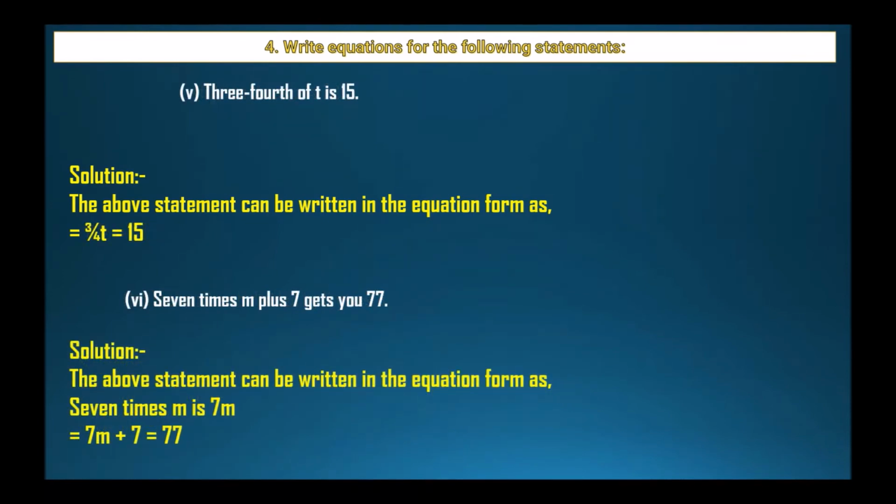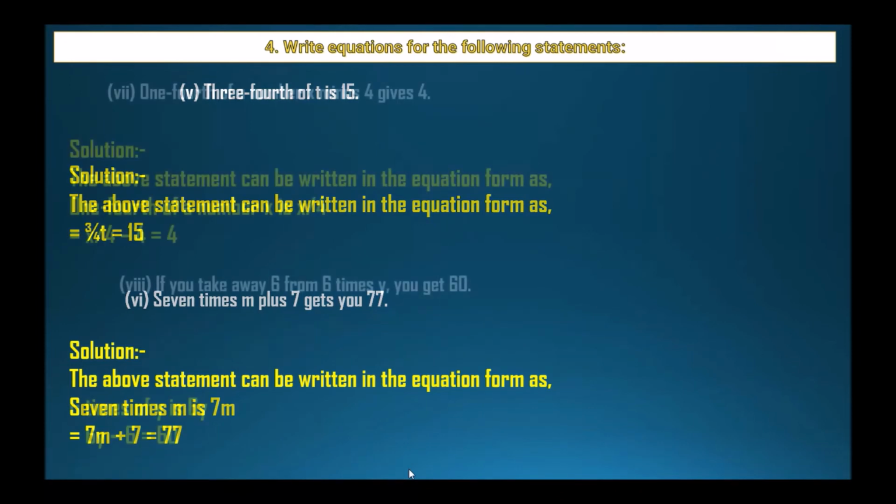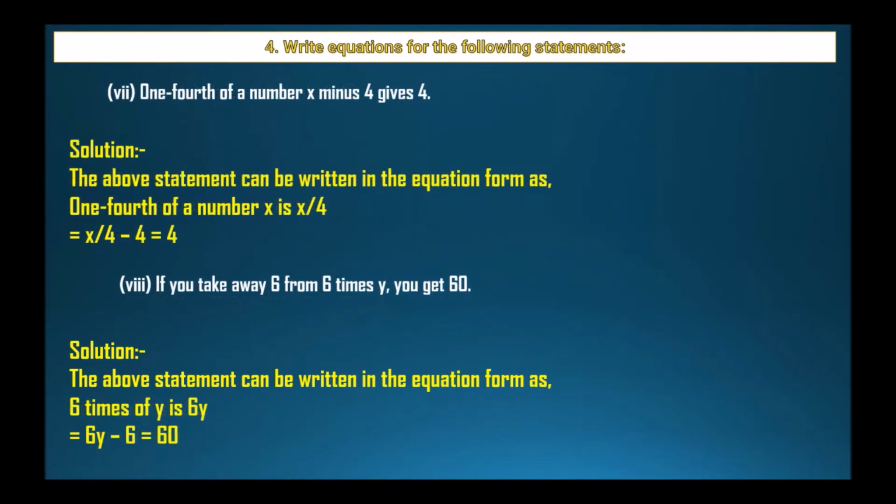7 times m plus 7 gets you 77. 7 times means 7 into m. So 7m plus 7 equals 77. Next, 1/4 of a number x minus 4 gives 4. 1/4 of a number x. So x upon 4 minus 4 equals 4.